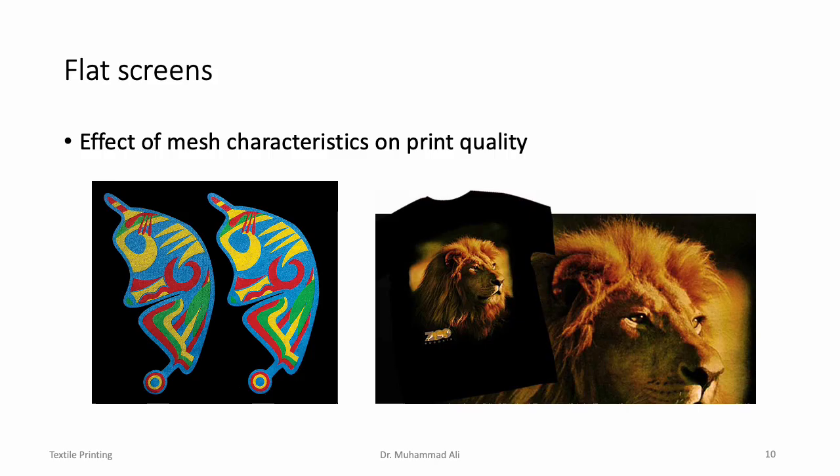So just another example of the significance of mesh count. In the image on the left hand side, you can see that the design is such that there are some solid colors in the design. There are no shades. So this sort of design can be printed using a relatively lower mesh count screen. But if you look at the printed image on the right hand side, then there are a lot of shades which we call the halftones or rasters in this print. And for this sort of print, we would need a higher mesh count screen.